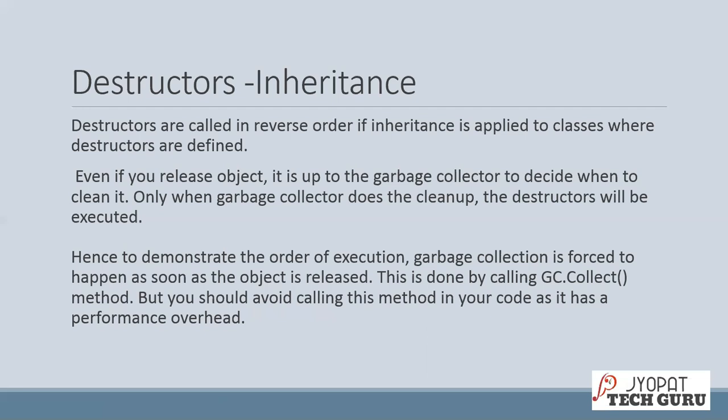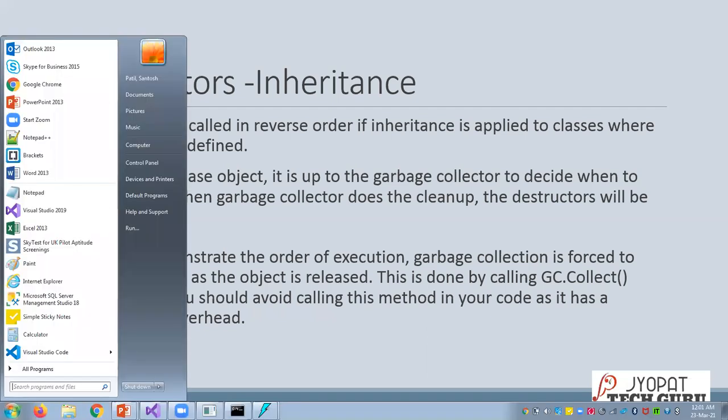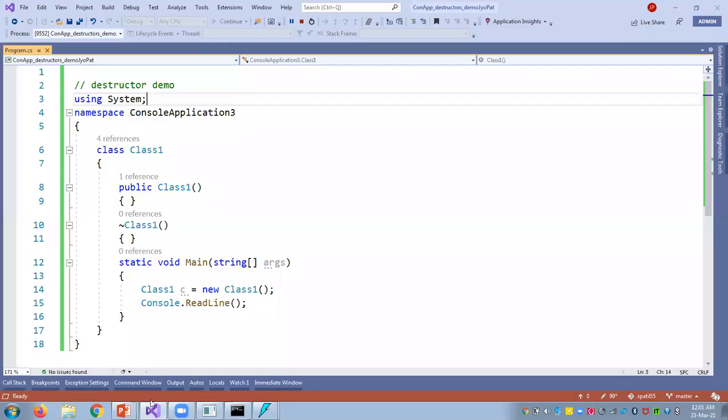Hence, to demonstrate the order of execution, garbage collection is forced to happen as soon as the object is released. Usually we call the GC.Collect method, but you should avoid calling this method again and again within your code because it has a lot of performance overhead. So how is the destructor called? Let me show you with a small program.